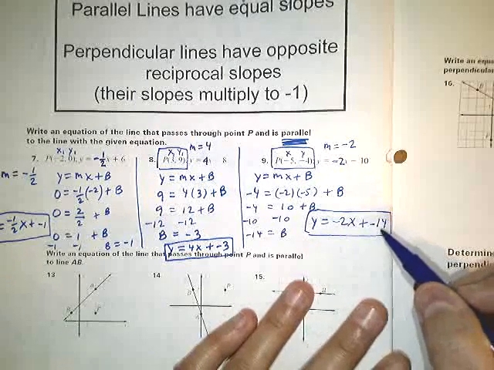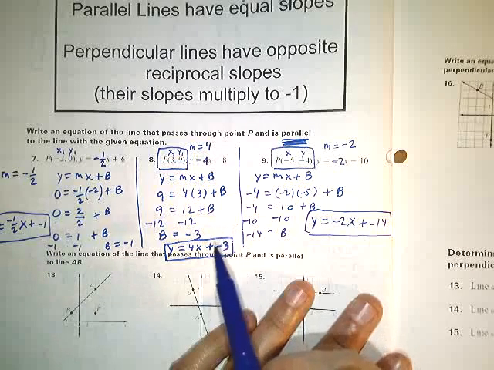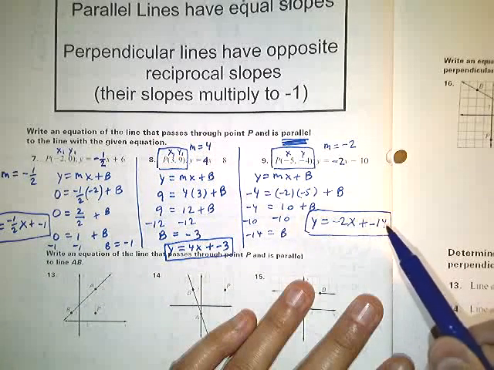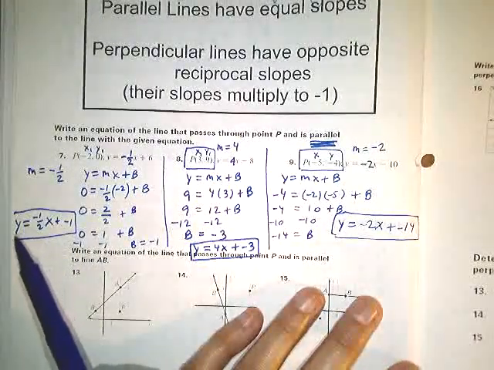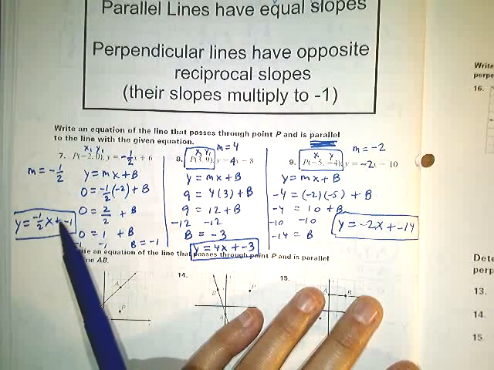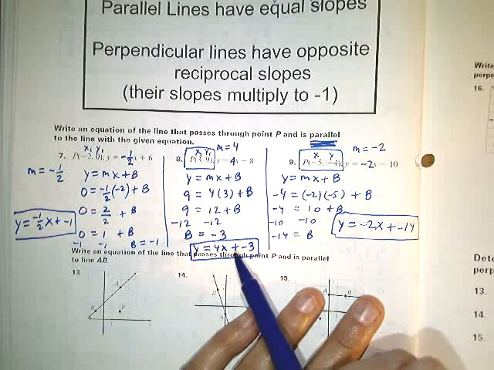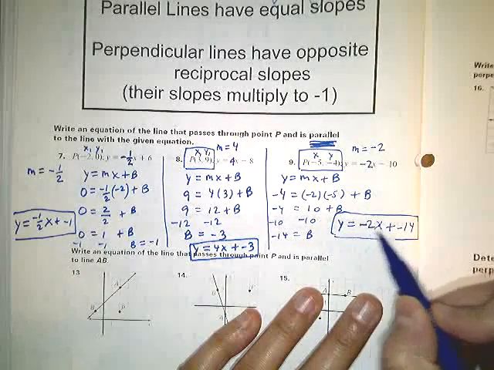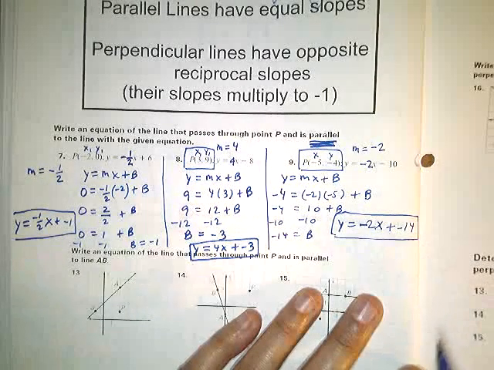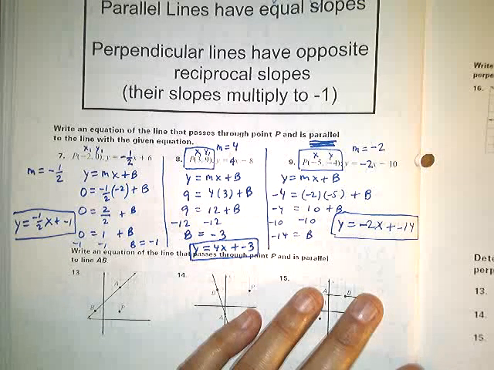Sometimes I get asked, is there another way to write that? Yeah, instead of writing plus a -1 and plus a -3 and plus -14, you could simply write subtraction. So this one could alternately be written as y equals -1/2x minus 1. This one could be y equals 4x minus 3. And this one could be y equals -2x minus 14. Either way is perfectly good in my opinion.